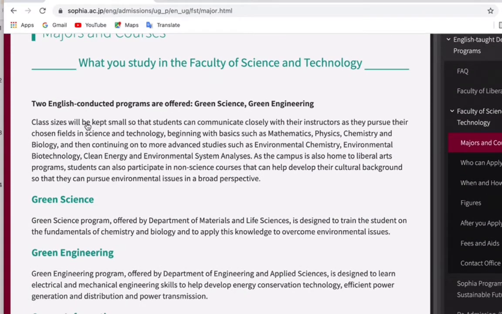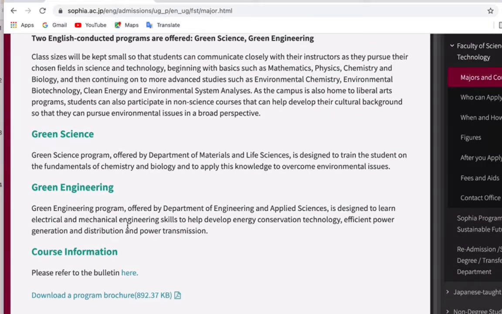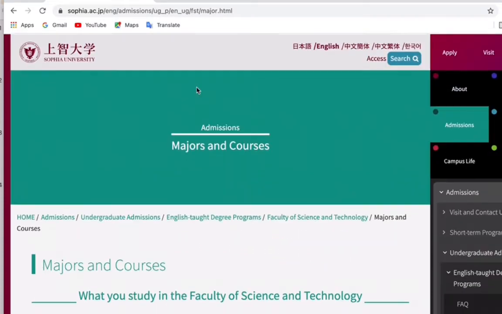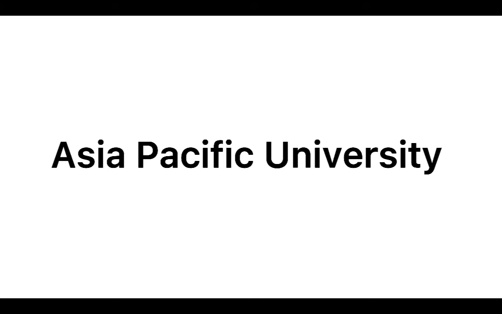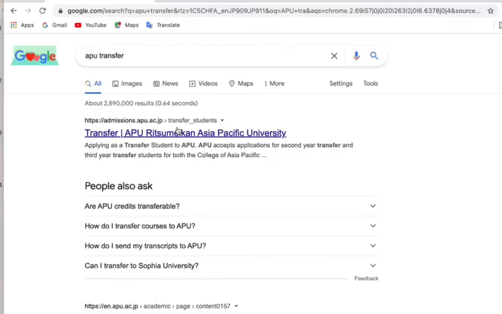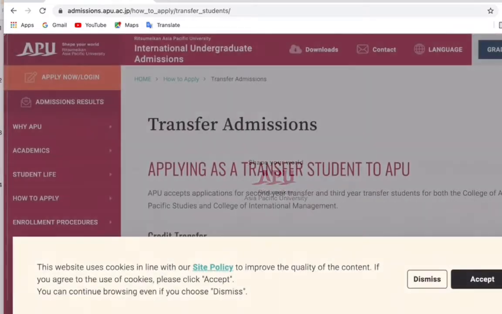For the Faculty of Science and Technology, 2 English conducted programs are offered. They have green science and green engineering as well. Those are the programs that they offer. The next one is APU, which is Asia Pacific University, Ritsumeikan. Let's look at the transfer in this case.